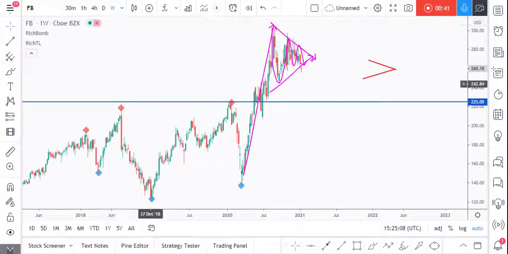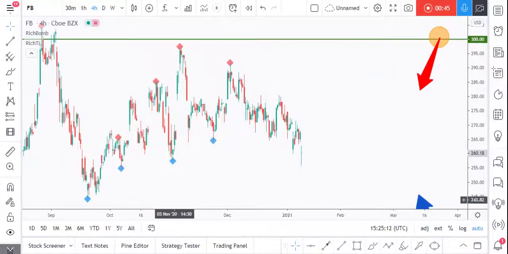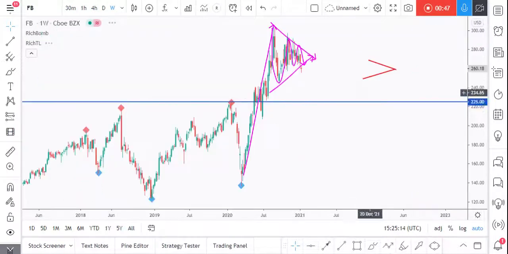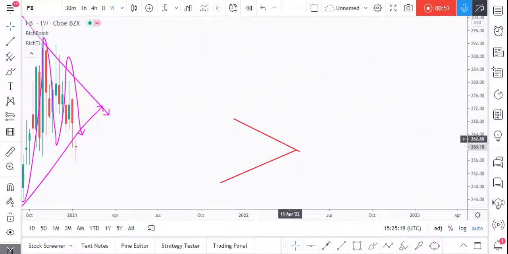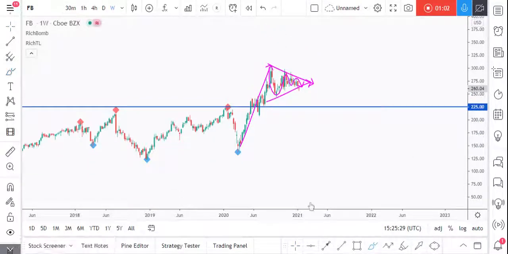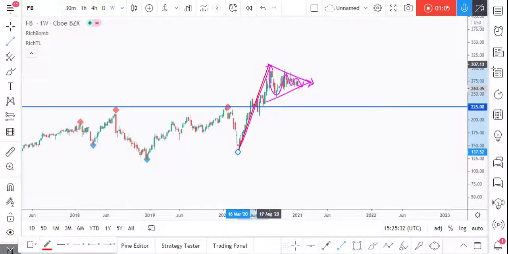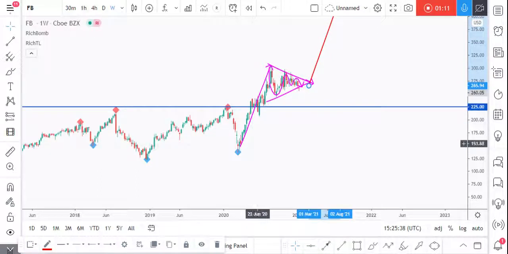So we can see a pennant on the weekly time frame. If we zoom in, we can see that we have a huge symmetrical triangle, and the pennant is getting bigger in the shape of a symmetrical triangle. Anyway, since price is stuck inside this pennant, we have two possible scenarios. A pennant is supposed to be a bullish continuation, so we can expect the same size of the previous impulse move.